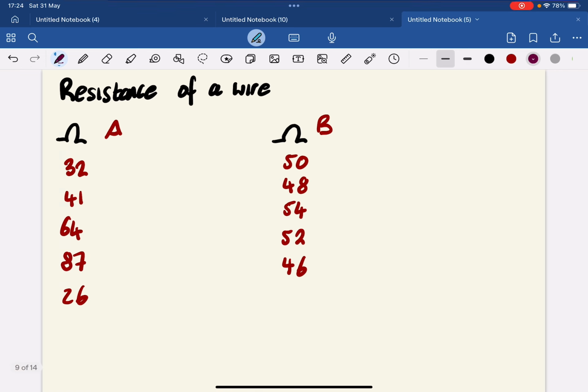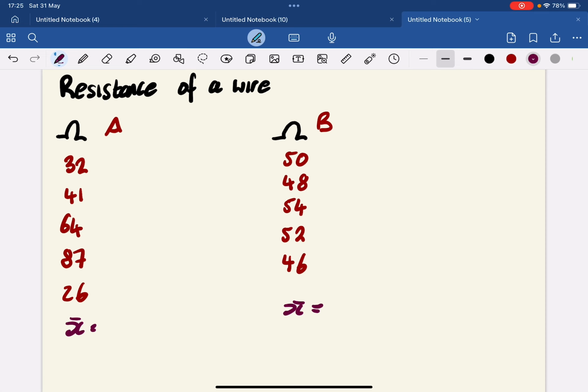Going forwards, I want you to have a little go at this one. We've measured the resistance of a wire, and we've got resistance A and resistance B, and for each one there have been 5 sets of results. I'd like you to pause the video in a second. Remember, your first step is to work out the mean for each, then take away the mean from your answers, square them, and add them all up.